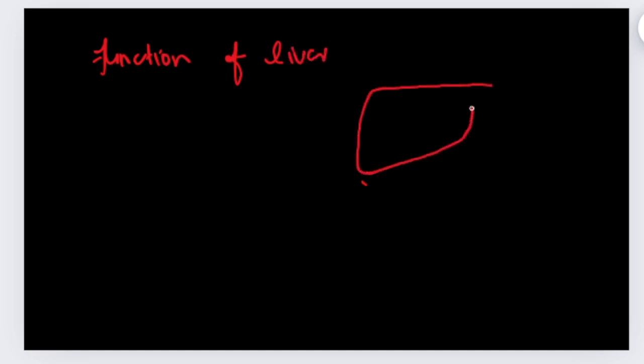So in this video we will explain the function of the liver. Liver has many important functions, but we will explain the basic principles from which all the functions come. This is the liver, right lobe and left lobe, and this is the falciform ligament.